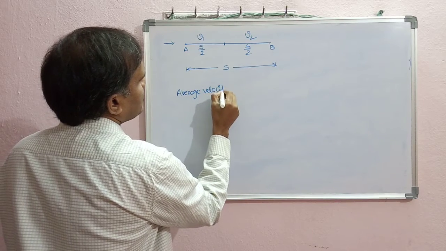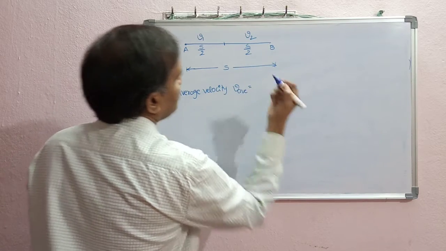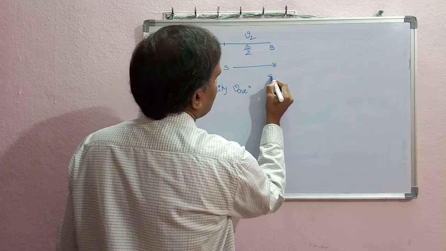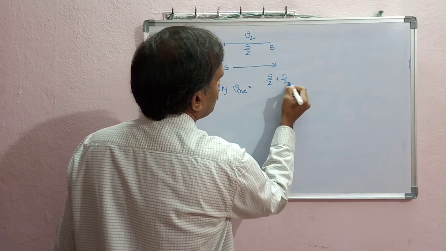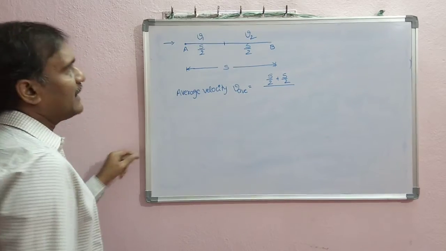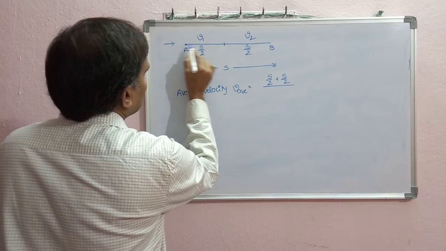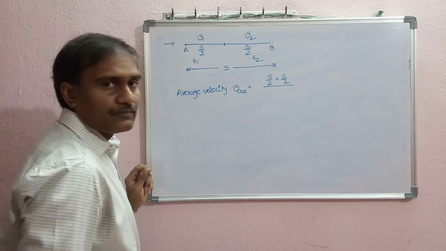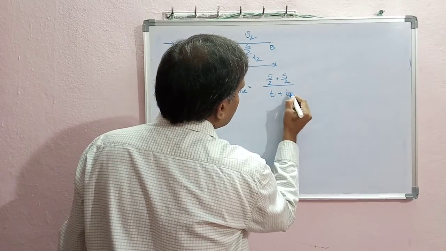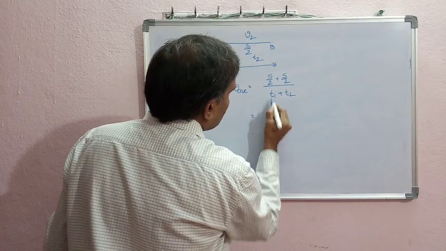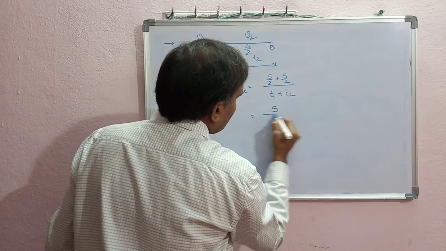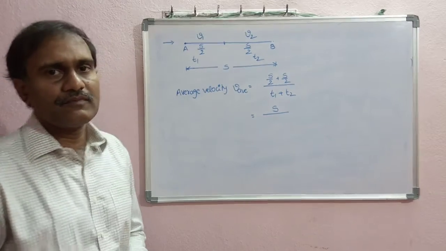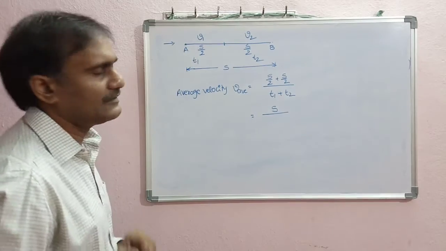Average velocity of the particle, V average, is equal to displacement traveled by the particle, S by 2 plus S by 2, divided by total time interval. For this displacement time interval is T1. For this displacement time interval is T2. Therefore T1 plus T2. This is equal to S by 2 plus S by 2, S divided by T1 in terms of V1 and S by 2. How much? In terms of V1 and S by 2.